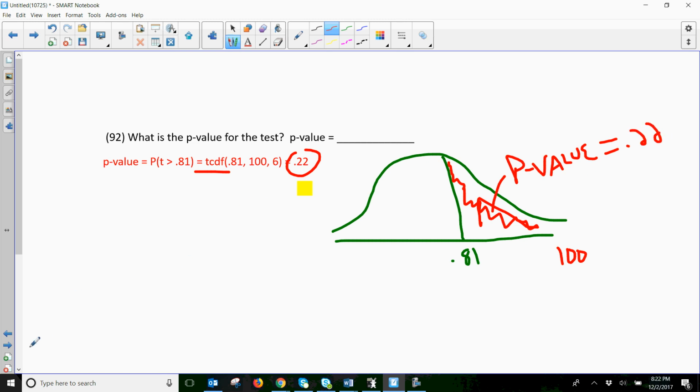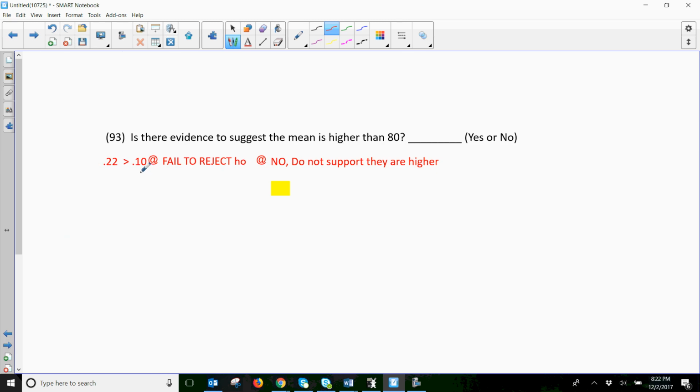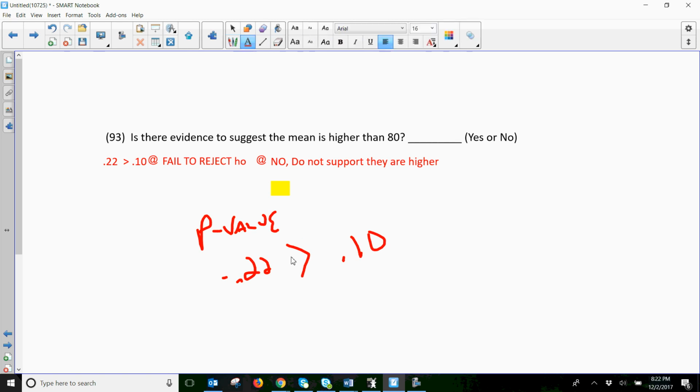So what does this all mean? Well, our p-value was 0.22. Our alpha is 0.10. And notice that the p-value is greater than alpha. So this means that we are going to fail to reject the null hypothesis.